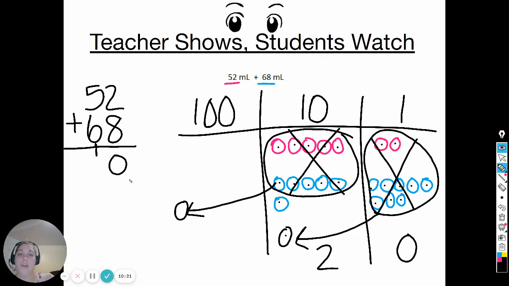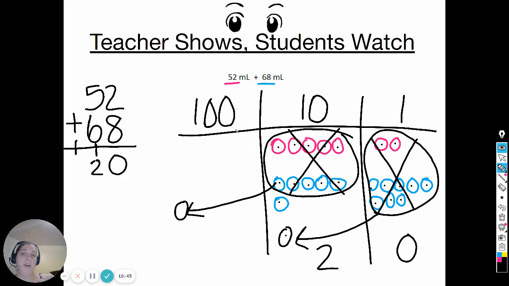Let's come over here and look at our problem. We had 5 plus 6 plus 1, which equaled 12. Okay, so we moved 1 over here to the hundreds place. And we had 2 left in the tens place. So we put that down in our answer.